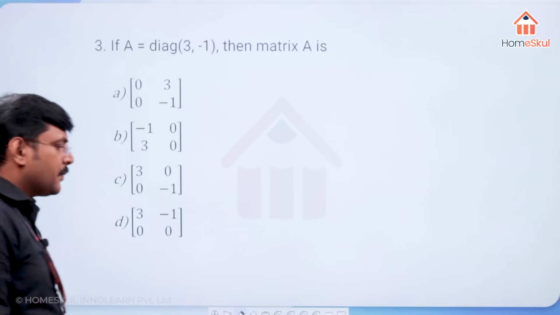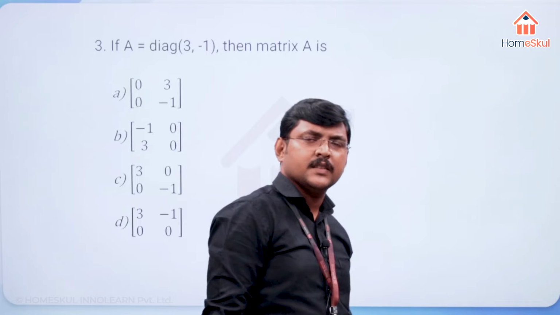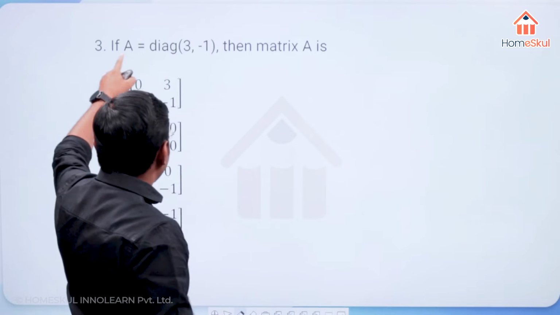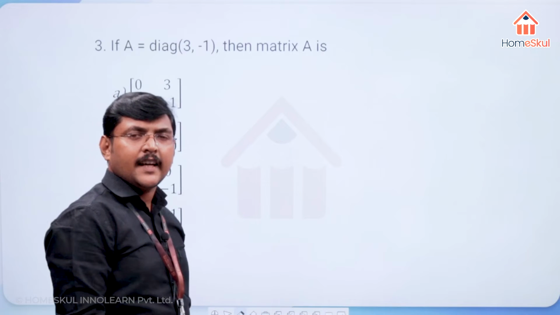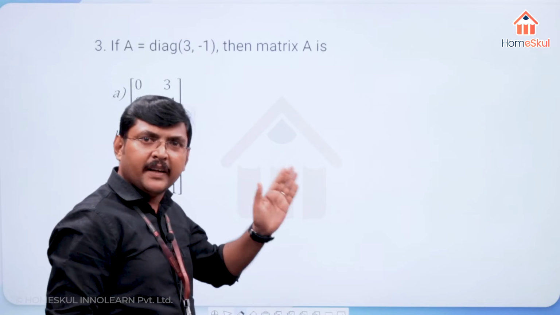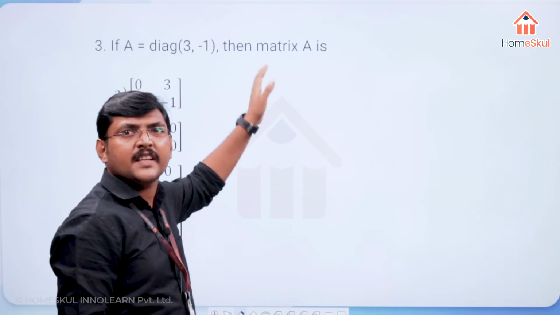Maybe this will be confusing for you. I will explain this. Listen carefully. If A is equal to diagonal 3 comma minus 1, then matrix A is. That means clearly given that it is a diagonal matrix and it has elements 3 and minus 1.